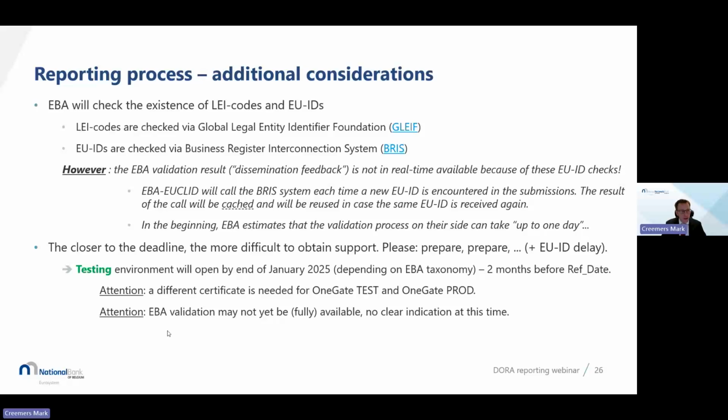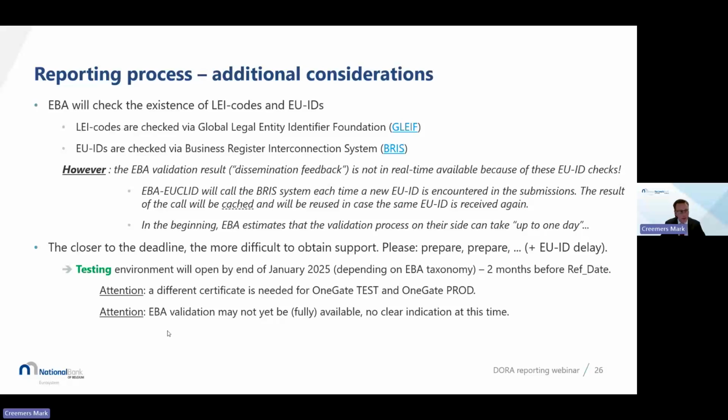To help you prepare, of course, we will open up a testing environment. As usual, we will do that 2 months before the first reference date, which means in this case, the end of January. We are depending on the EBA taxonomy that is supposed to be published on the 19th of December. If they publish it by then, by the end of next week, it will probably allow us to open up the testing environment by mid-January. But as we will explain later on, we are also heavily involved in the other DORA component, which is the major incident reporting, which is consuming a lot of our resources right now and is also a top priority. But we will do our best to have it open by mid-January if the taxonomy is published on time.